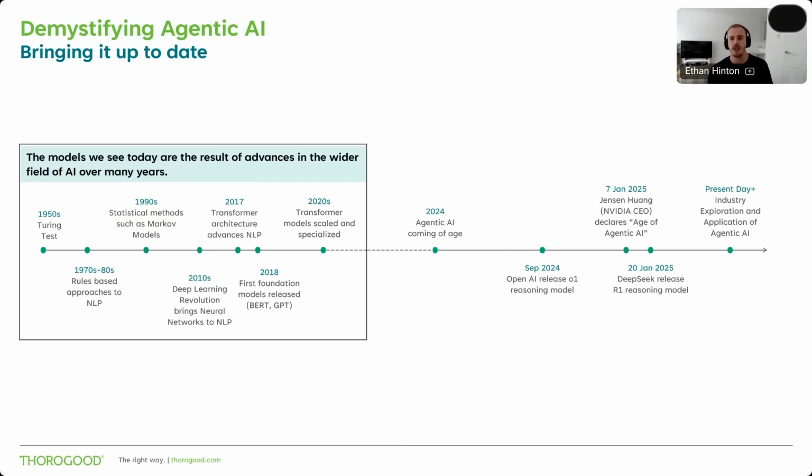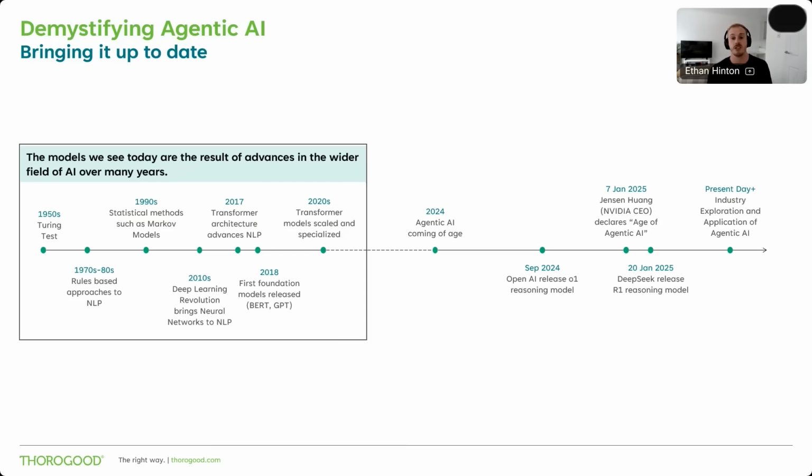Then when we look at this year, early on, we heard NVIDIA CEO Jensen Huang declare that we're in an age of agentic AI. Shortly after that, DeepSeek, a Chinese model developer, released their R1 reasoning model, which stood out because it matched the performance of OpenAI's O1 model at a far lower cost. And this really shook up the market. I'm sure you probably heard quite a lot of this in the news earlier this year, as it was quite a big thing. But then finally, that brings us to today.